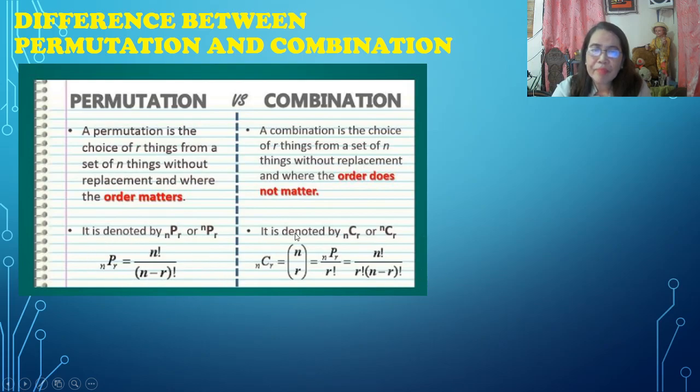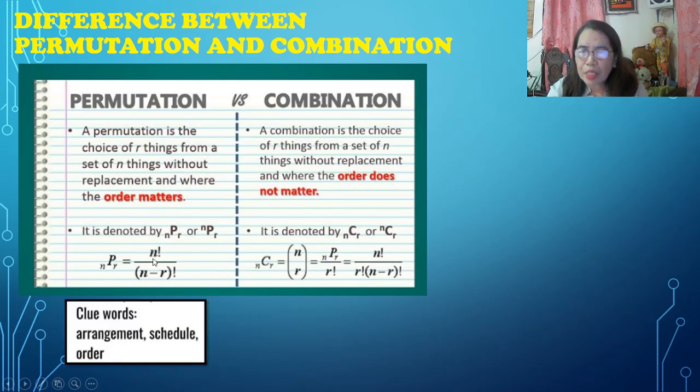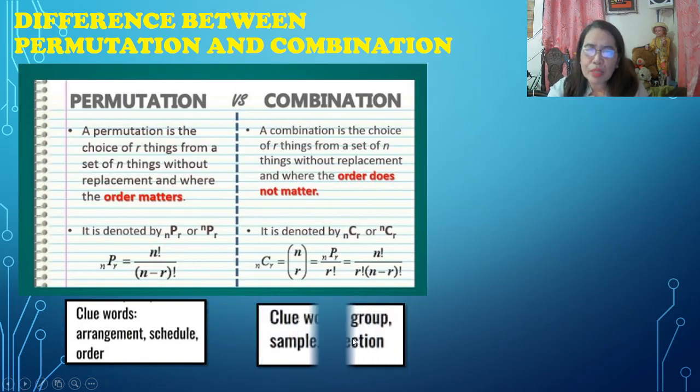So, marami. Depende sa makita nyo sa iba't ibang books na na-open ninyo or na-research ninyo, makikita nyo iba't iba pala ng representation. And then, remember the clue words. Pag permutation, it deals with arrangement, schedule, and order. Pag sinabing combination, it deals with group, sample, and selection.